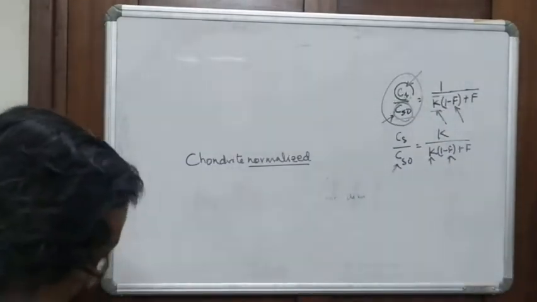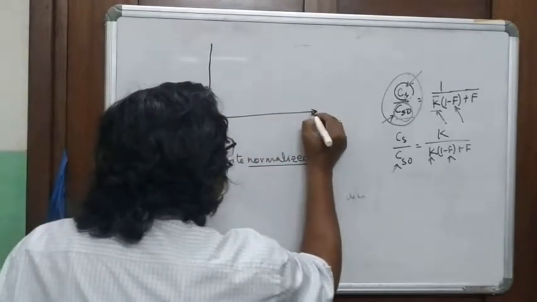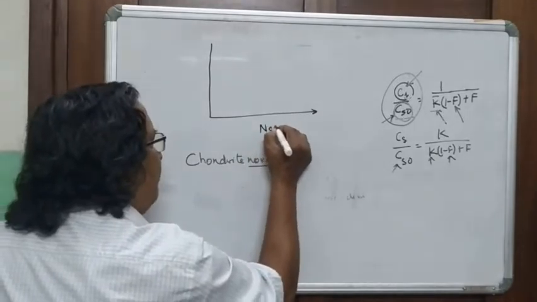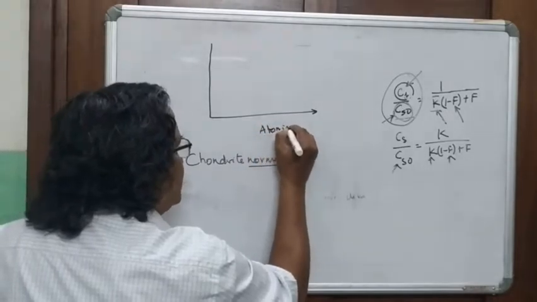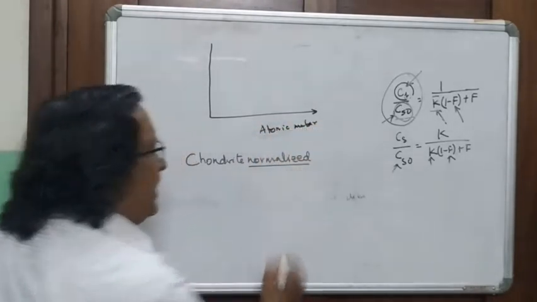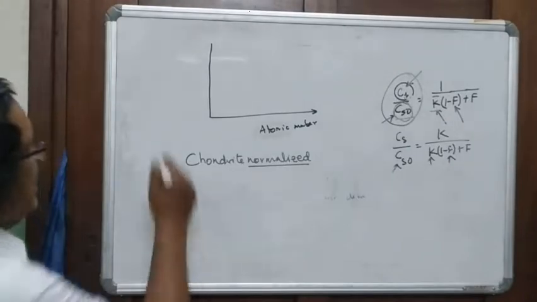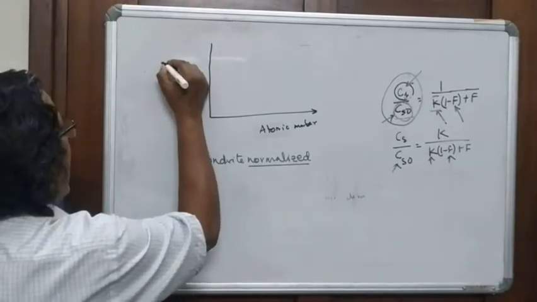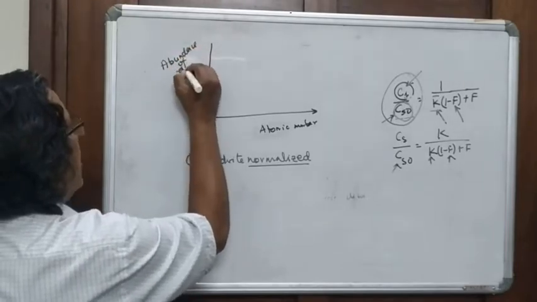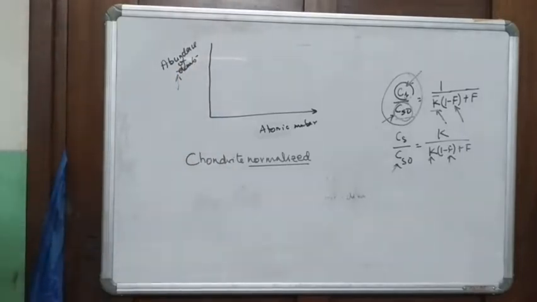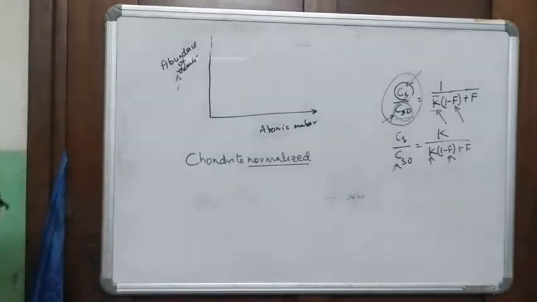Chondrite normalized. Now, what happens? Say, for example, this is the atomic number, that means equal to the number of protons or number of electrons, in the periodic table, as you go this way. And this is abundance of elements. Let's say for chondrites. I don't know if you know why chondrites are taken, but I think you should know. So these are the concentrations, the abundance of elements.